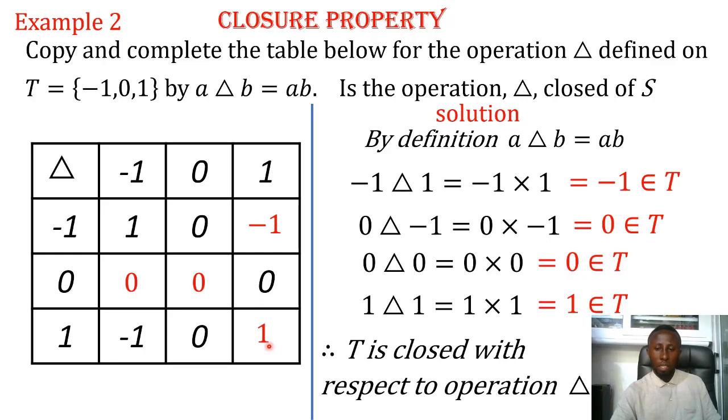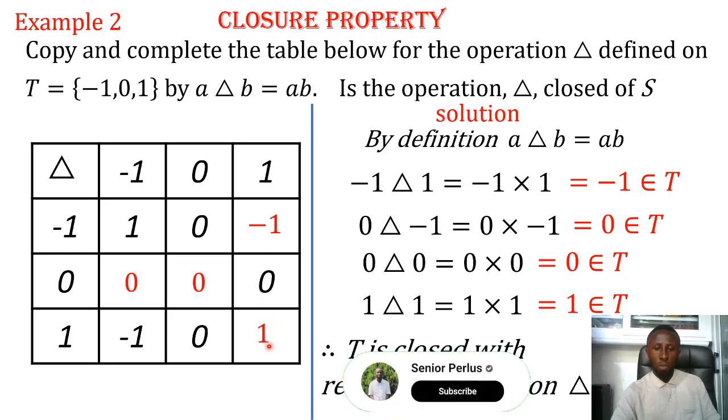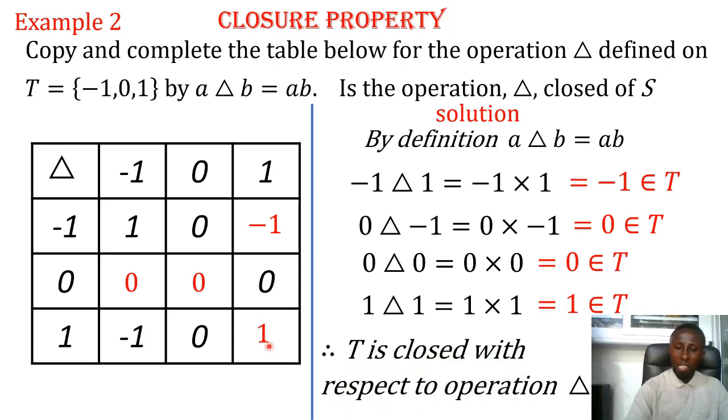Then T is closed with respect to the operation triangle. T is closed with respect to the other operation triangle here too. That's the closure property. If any of these does not belong to the set, then it's not closed. If at least one is missing, then the set is not closed. Here, all of them belong to the set.